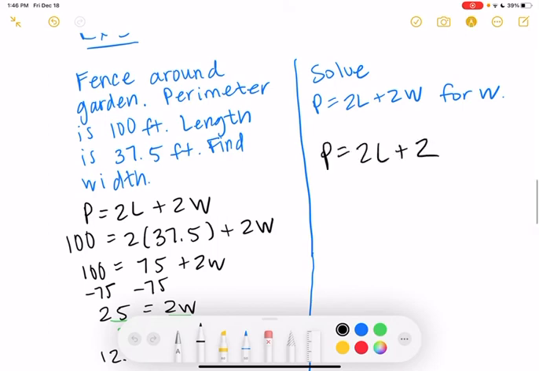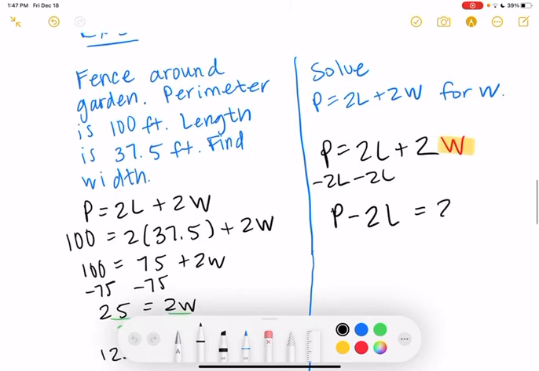So again, I'm going to put it in a different color so we can really focus on what we're looking at here. Okay, so the first thing, we don't want to get rid of that 2 that's attached to the W first, right? It's just like in all of our other regular equations, we get rid of the other stuff first. So that other stuff would be that 2L. So we're going to go ahead and subtract 2L from both sides. When we do that, we have P minus 2L equals 2W.